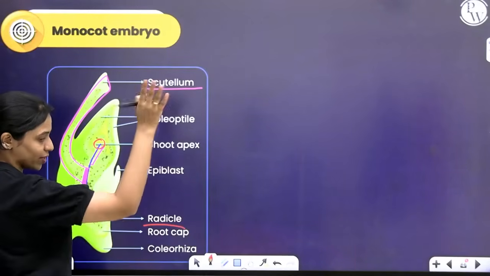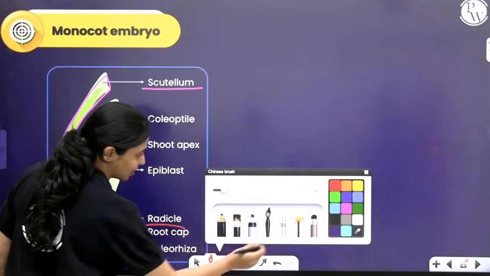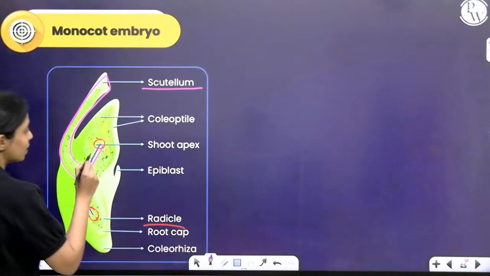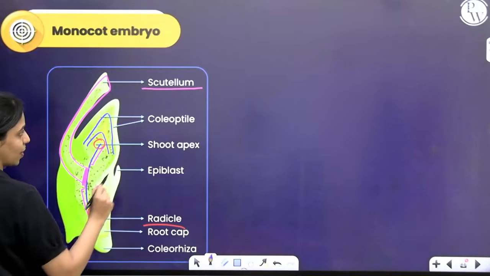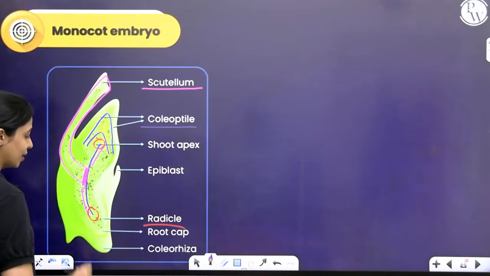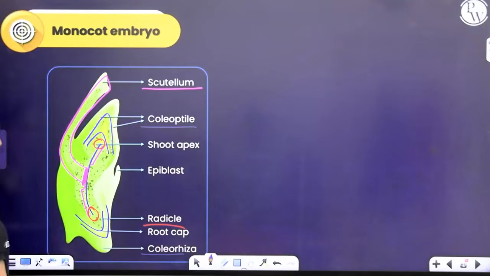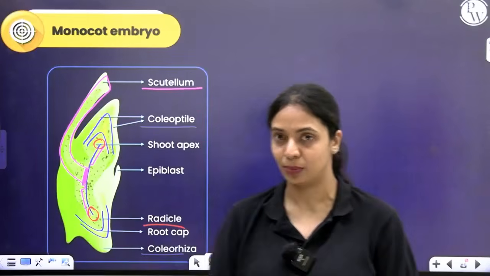Plumule is going to give rise to the shoot system. Now what is additional here is that covering the plumule are sheath-like structures, which we call the coleoptile. Covering the radicle, you have a sheath-like structure that is called coleorhiza. You don't find coleoptile and coleorhiza in dicots, but only in monocots.